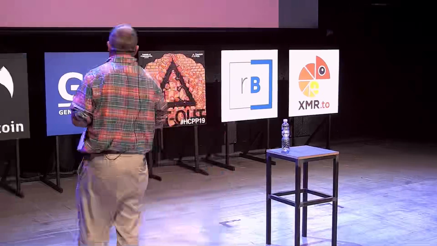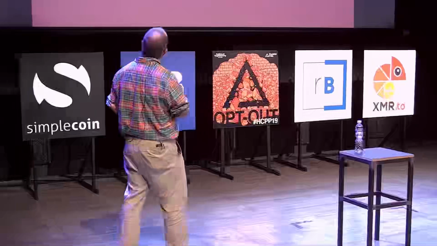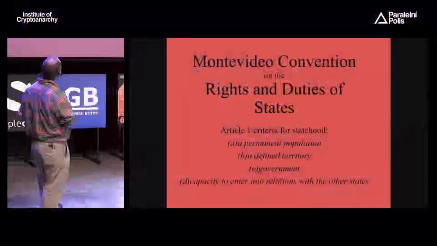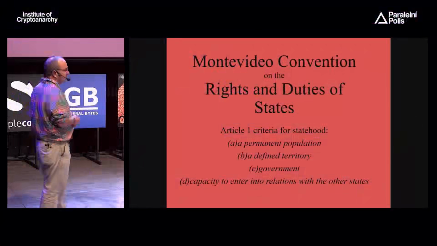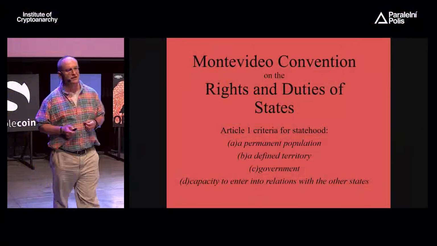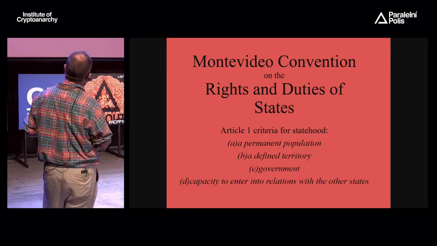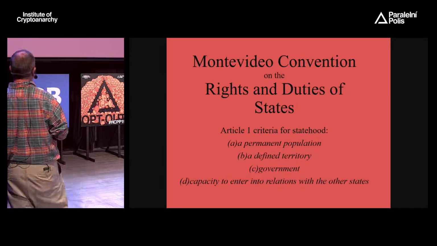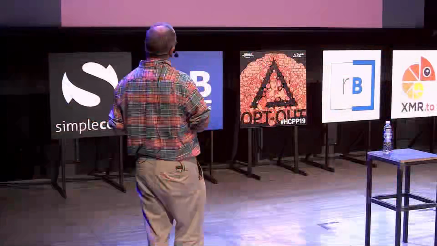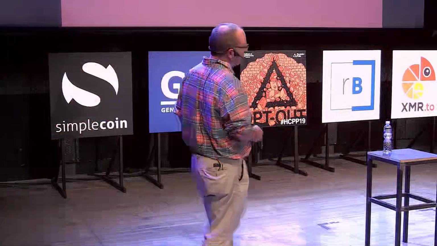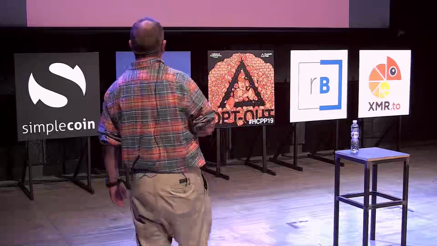Now, in legal terms, there's this convention called the Montevideo Convention on the Rights and Duties of States, and it was created in the 1930s. Article 1 has a series of criteria for statehood. To be a state, you need a permanent population, a defined territory, some form of government, and the capacity to enter into relations with other states. That's pretty woolly, but nonetheless, in legal terms, this is recognized by most nation states.